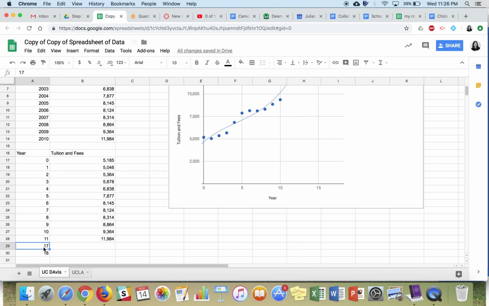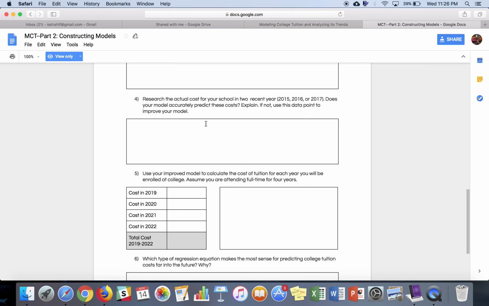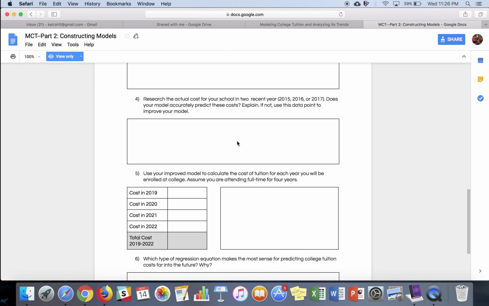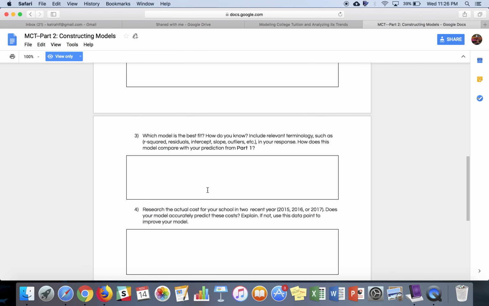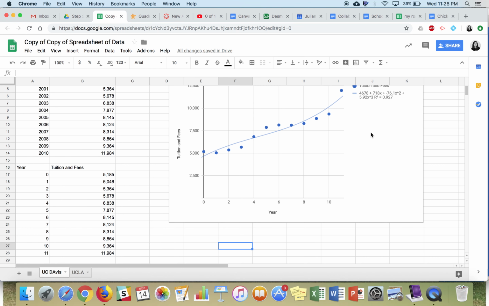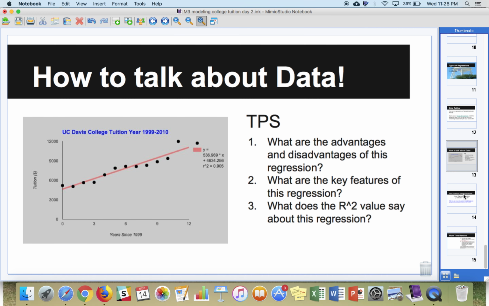So research, find the previous 2 years tuition for your college, okay? And then determine, does your model accurately predict the cost? Did your model change, or was it pretty close? So what you'll need to do is first use your model to predict it. You would plug in 16 and 17 into your equation, okay? So we'll come back to that in a second.